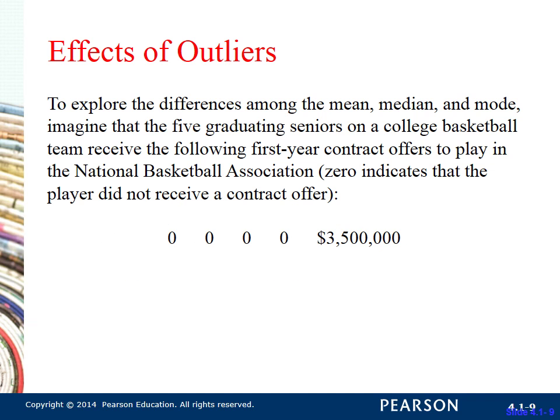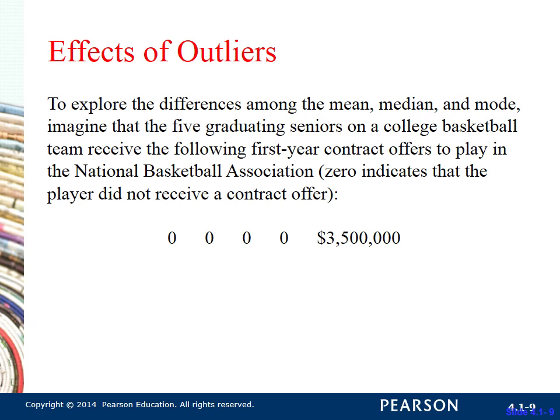All right, outliers. Remember, outliers are data that are way above or way below the rest of the distribution. So what happens if we see these numbers: the first year contract offers to play basketball, 0 indicating the player didn't get a contract offer. Now if I ask you what is the average of this, most of you will automatically add those 5 numbers and divide by 5 and get some crazy high number, which really doesn't indicate the average offer to these players.